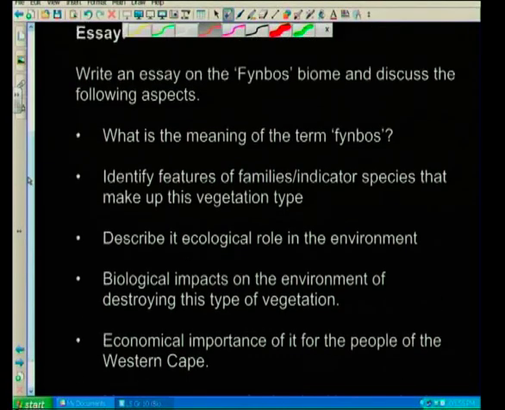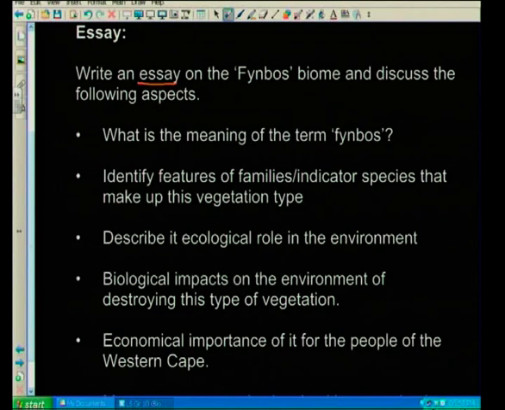All right. It says, write an essay on the fynbos biome and discuss the following aspects. Now, if you look at it, there are 1, 2, 3, 4, 5 different aspects. What's important, I'm going to give you a few tips of how to write an essay. The first tip is that you must answer the question. Now, with this essay, they've given you subheadings, and that makes it so much easier to write an essay. So often, they give you a long essay topic without any subheadings, and that makes it a bit more difficult. So you have to read the essay over and over to make sure that you know what they actually want. Yeah, they give you the subheadings, so it makes it a little bit easier.